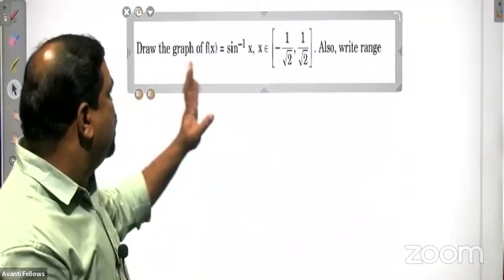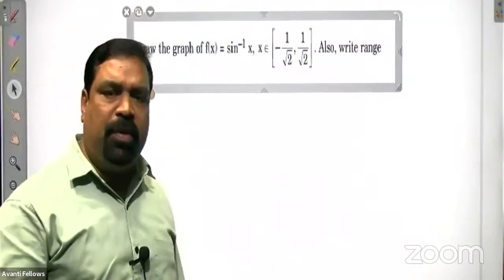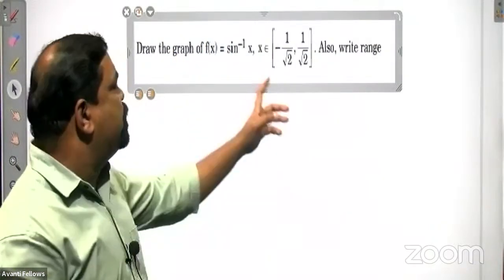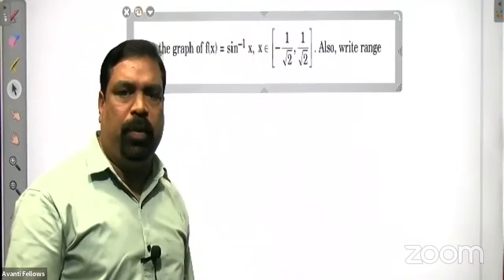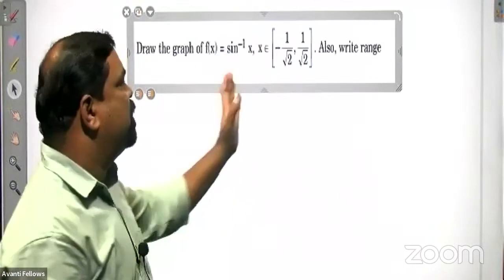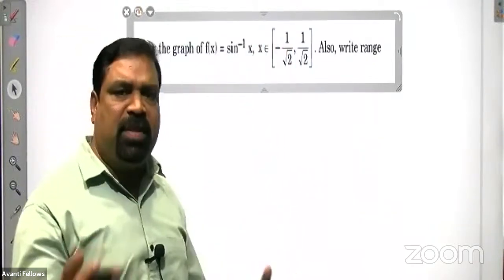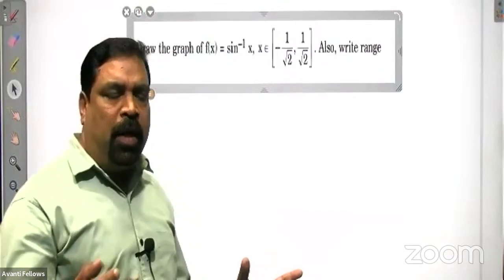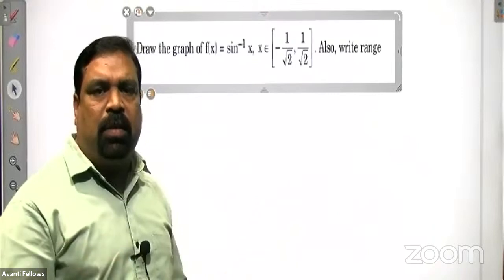So here is a question. Draw the graph of sine inverse x, where x belongs to minus 1 by root 2 to plus 1 by root 2. So we have to remember the graph of sine inverse actually. I have shown you the same graph in the afternoon class.